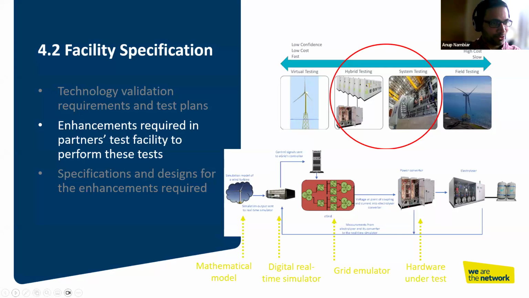So we had mathematical models of certain components or subsystems. The second part is a digital simulator. These mathematical models are run in real time in these simulators. And you have grid emulation capabilities. What the grid emulators do is they're the interface between the control signals from the digital simulator to the actual hardware that's on the test. And that's what you have on the right there.